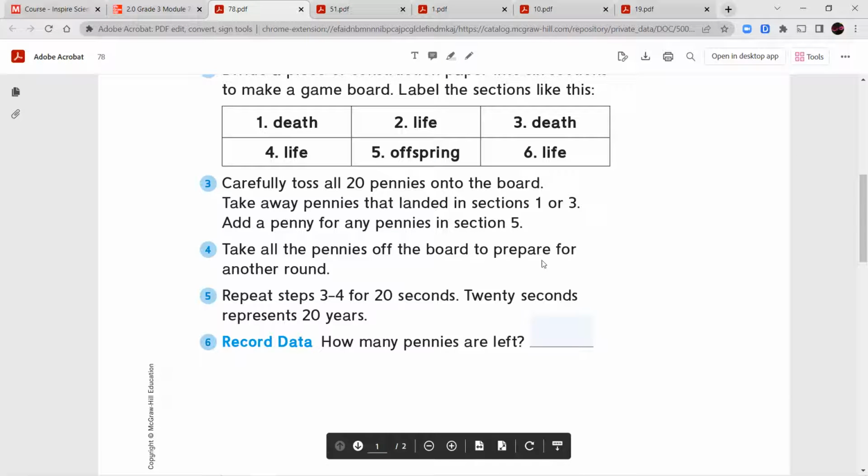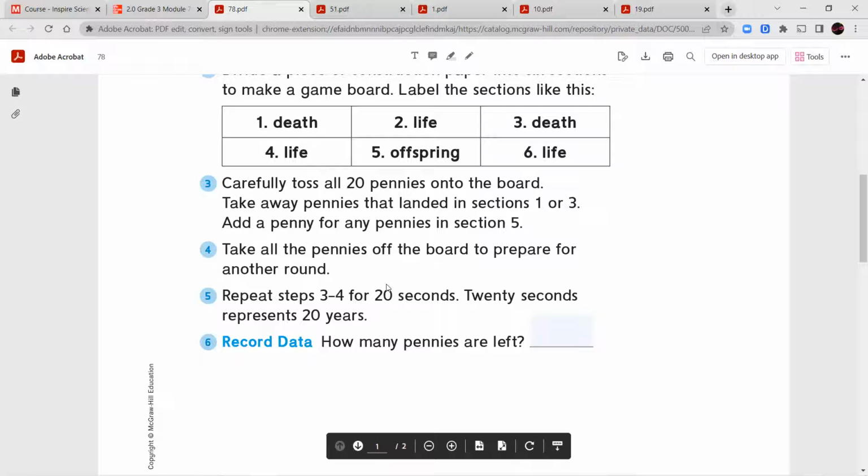Take all the pennies off the board to prepare for another round. So after you do this, the ones that lived, you're going to keep in your original count so that you can drop them again. The ones that died, you're going to put aside, and any that landed in offspring will tell you how many more to add to your group of pennies.